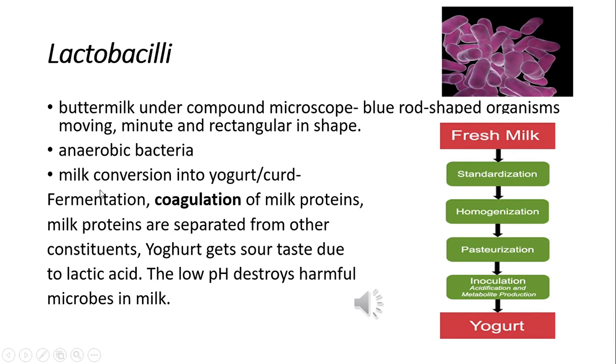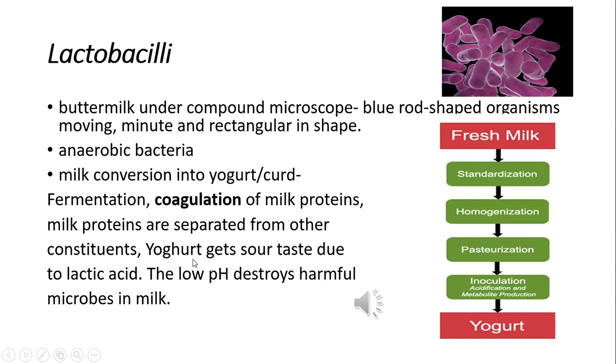Now, lactic acid causes increased acidity of the milk. Remember one thing, increased acidity means reduced pH of the milk. The reduced pH leads to the coagulation of the milk proteins. Coagulation means they clump together. The milk proteins get together and get separated from other milk components. And this results in formation of curd or yogurt.